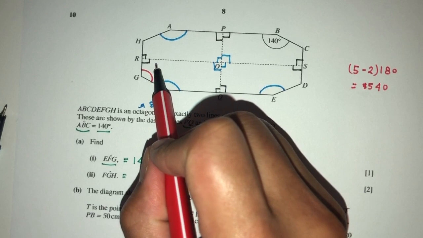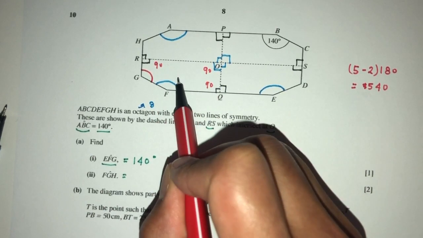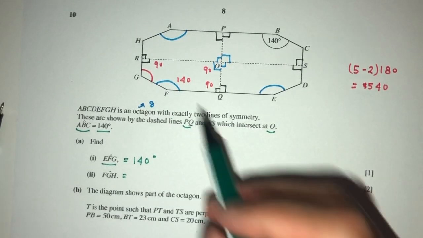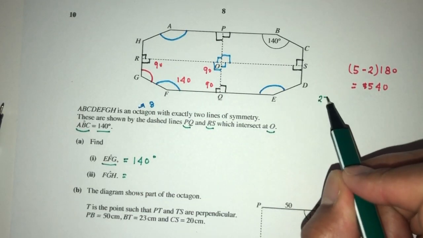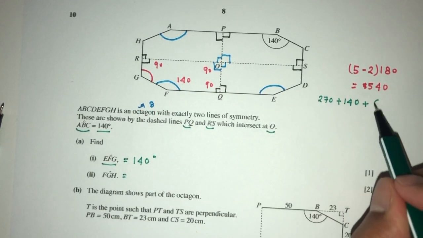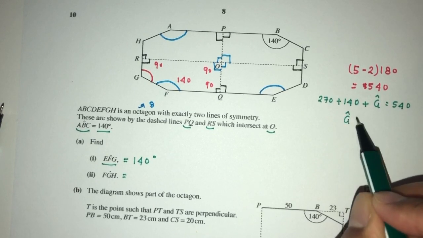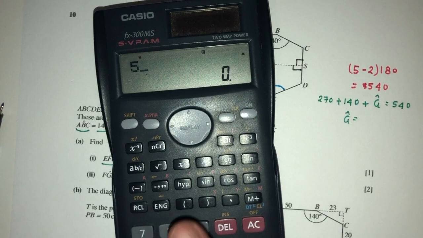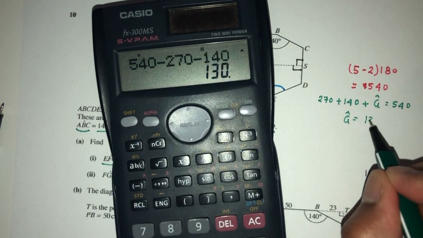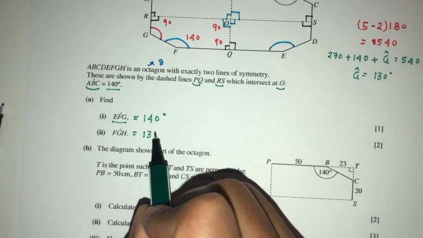Now, this is 90, this is 90, this is 90, and this is 140. So we can find this by subtraction. 3 times 90 is 270, plus 140, plus the angle G right here, is supposed to give you 540. So G has to be 540 minus 270 minus 140. That will give you 130 as your answer. So 130 will be the value of G.